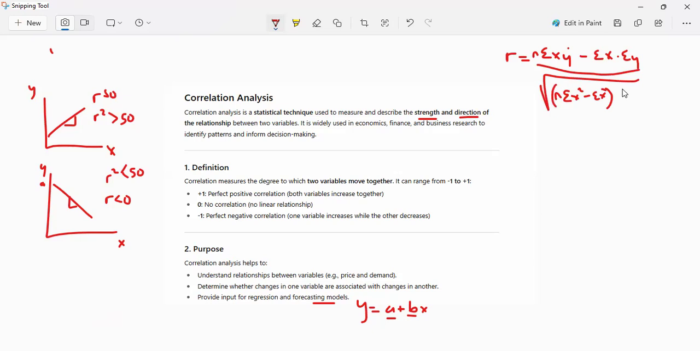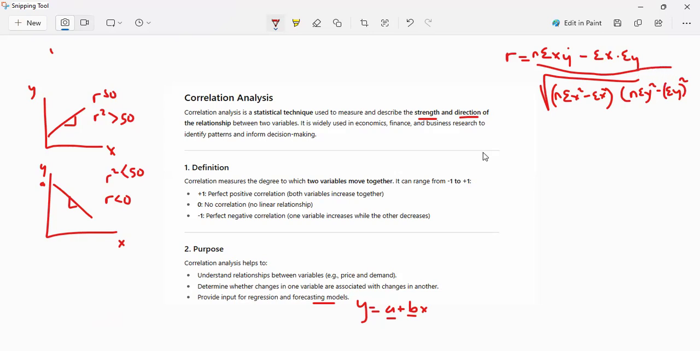Then also, this is called the variation of X. And then N summation of Y squared, oh, this is Y in this case, the variation of Y. Y squared minus summation of Y to the power 2. So one is in brackets and one is not in brackets.